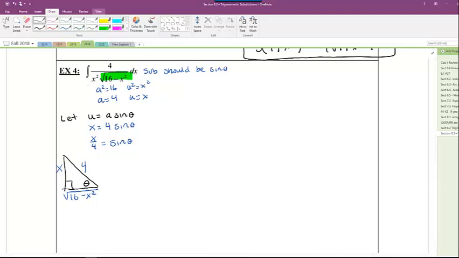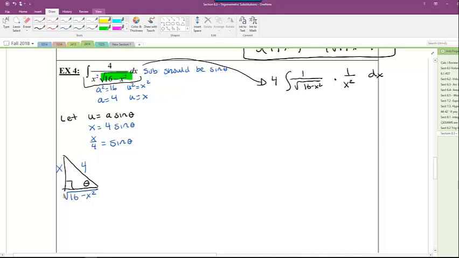So if I look at my problem, I know that 4 is a constant multiplier. I can pull that out. I have 4 times the integral of 1 over the square root of 16 minus x squared times 1 over x squared times dx. And I just rewrote it there as well. So the first thing I want to do is figure out what the square root of 16 minus x squared is equal to.